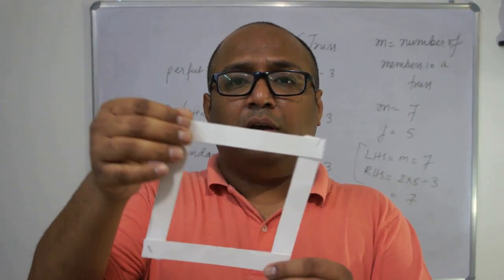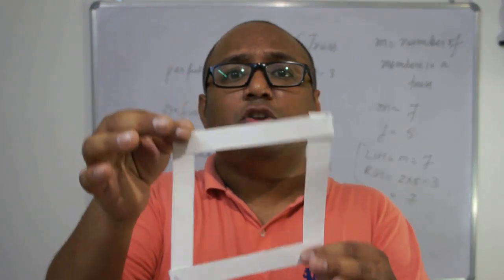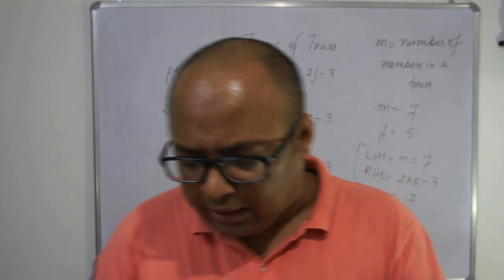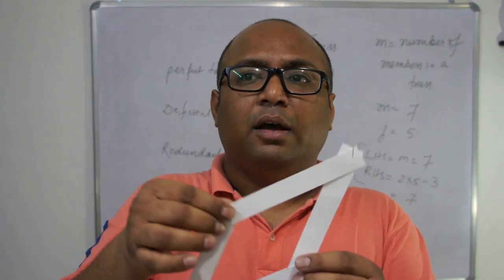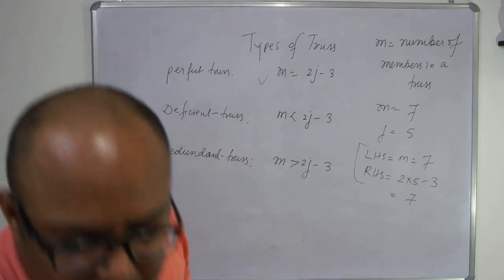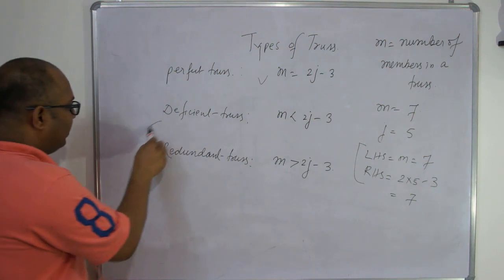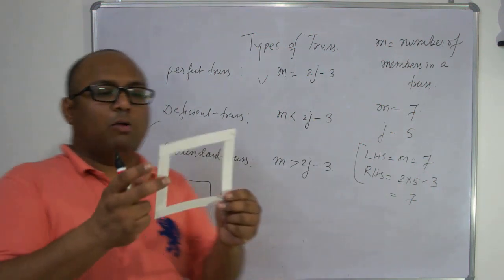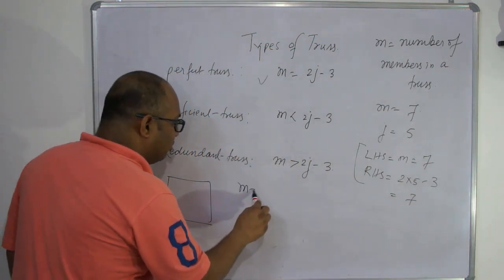The members are not constrained. The structure is not rigid. Technically this kind of system becomes a mechanism, which you will study in theory of machines. So in case of a deficient truss, let us look into this case. You have a truss of this kind. How many members do we have here? 4. So m equals 4.